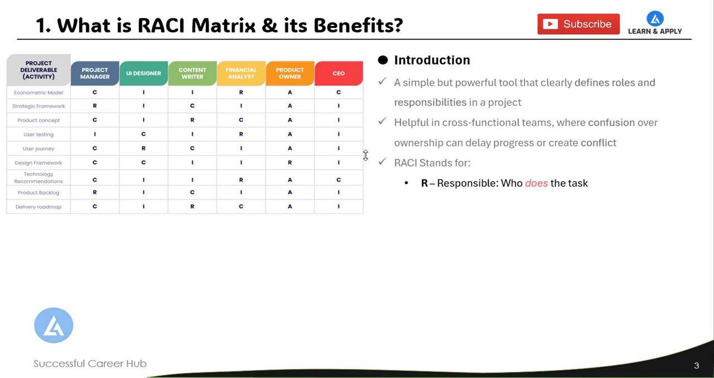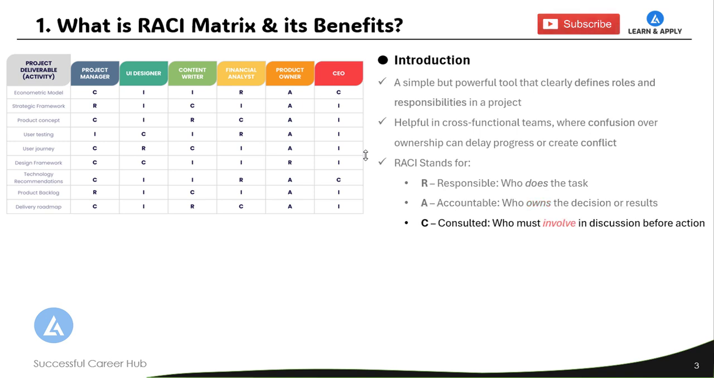RACI stands for R, responsible, the person who actually does the task. A stands for accountable, who owns the decision or result of the task. C stands for consulted, who must be involved in discussion before taking action. And I stands for informed, who must be updated after decisions or actions.